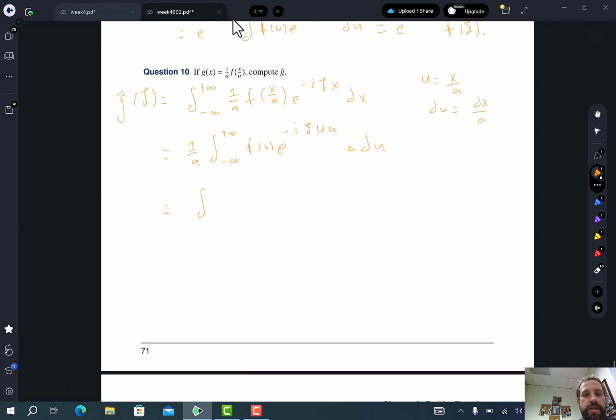And now I'm going to write this in this way: minus infinity to positive infinity, f of u, e to the minus I c a u du. But notice what this is. This is just like the Fourier transform, but now instead of c being the variable we're evaluating the Fourier transform at, it's c times a. So this is just f hat of c a. And there we go. And so that's the Fourier transform for this function.